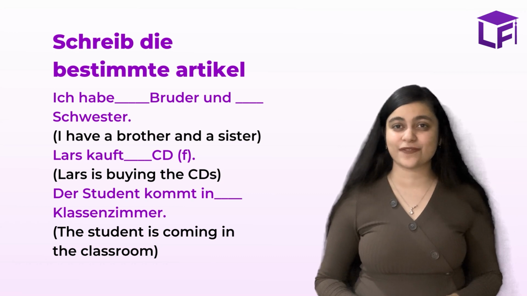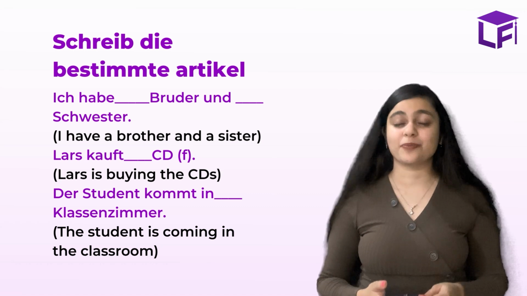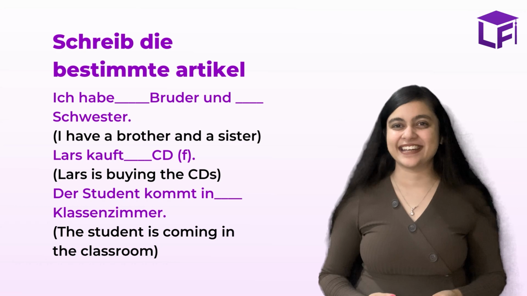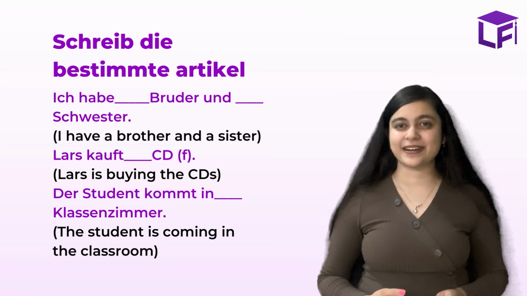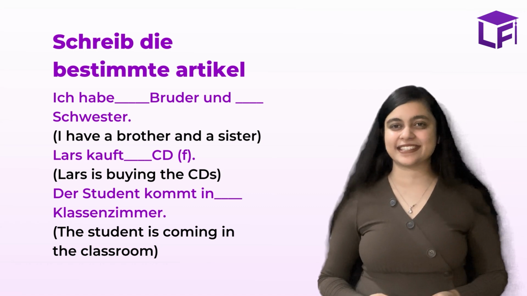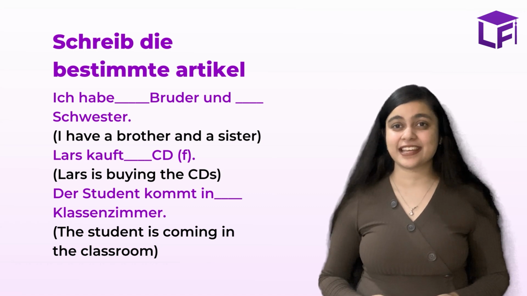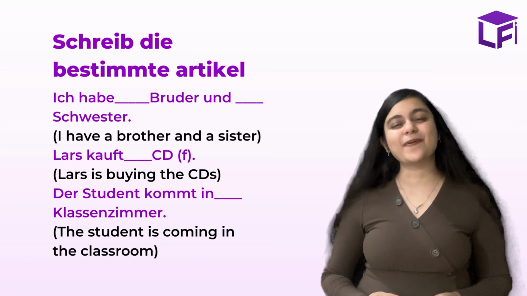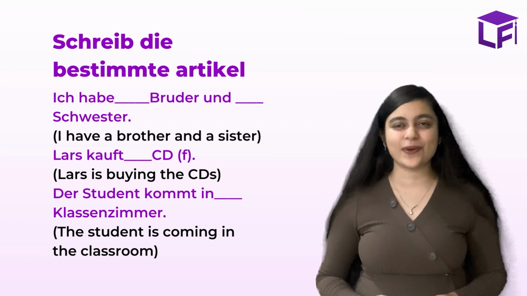The first question for you says, Ich habe dash Bruder und dash Schwester. This is a tough one. Use your brains. I have a brother and a sister. How will you say that in German language, guys? Use the accusative case. You have 30 seconds.